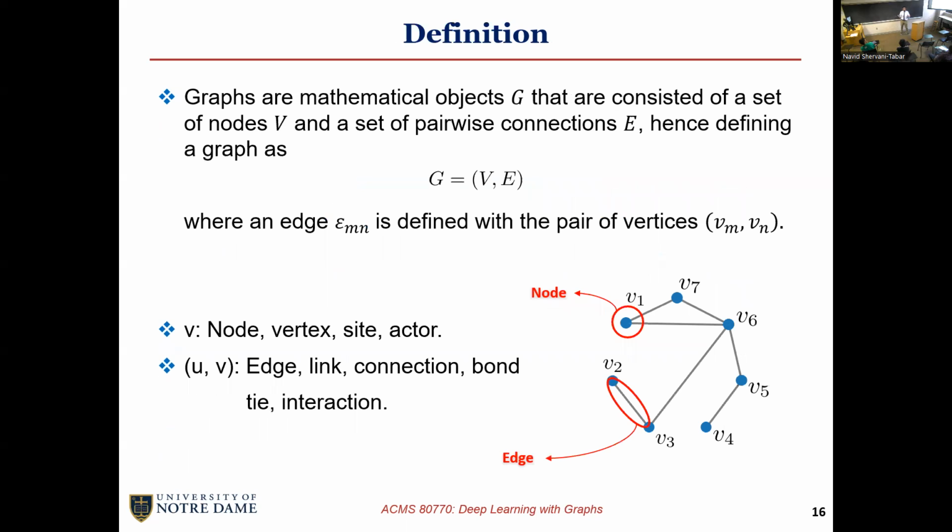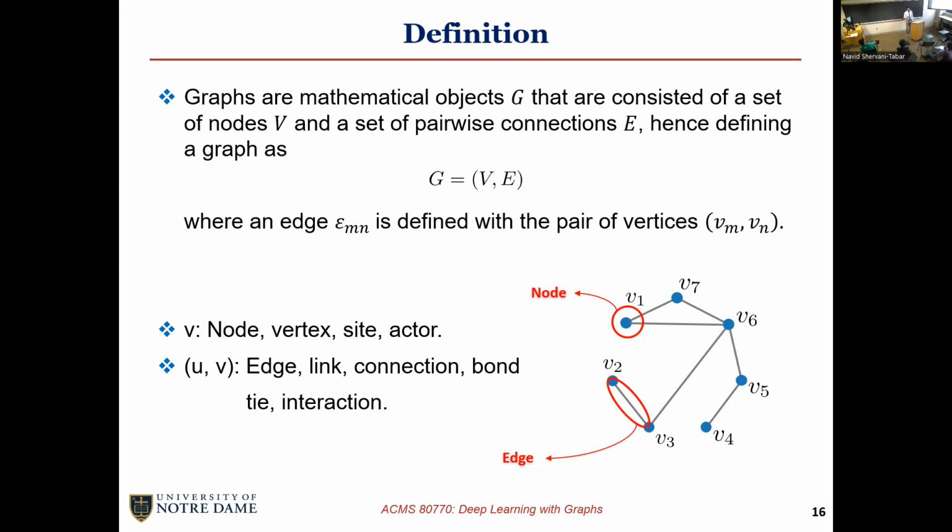So let's start with some definitions. Graphs are constructed of a set of nodes and a set of edges. So you have these nodes here that are connected pairwise with some edges. Some of them are connected, some of them are not.